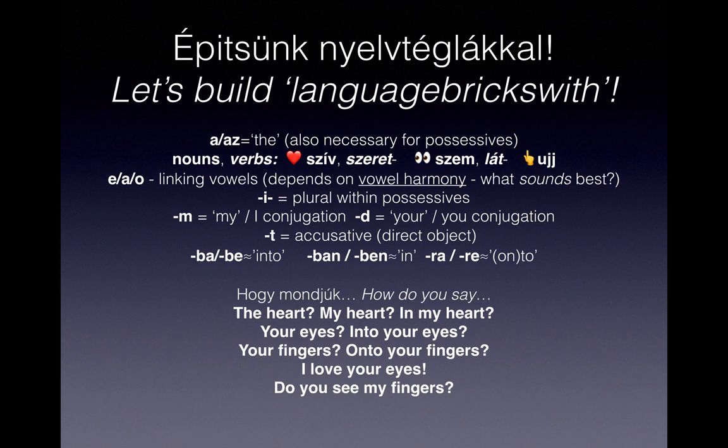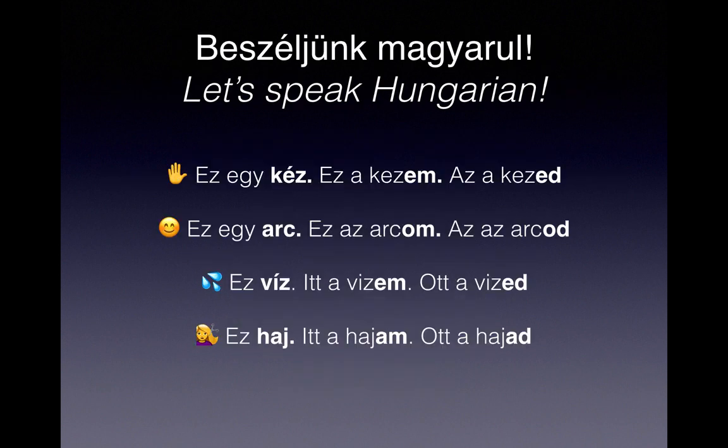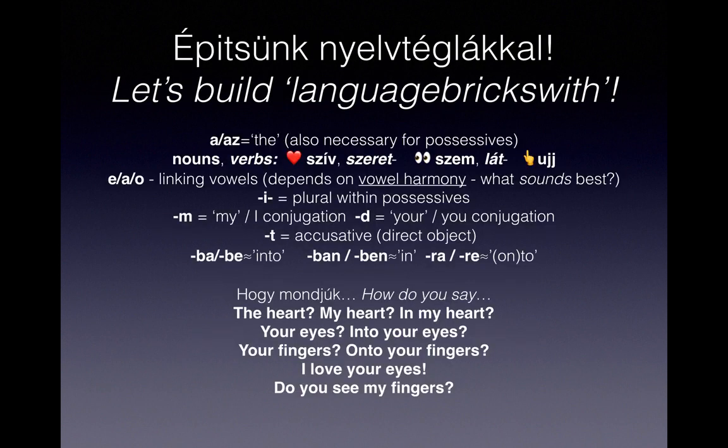So the i, the bound morpheme i, is used to signify plural within possessive, right before the possessive marker, which always comes at the end, or d, which, as we just learned, either means my or can also mean I or you in a conjugation at the end of the verb. The t at the end signifies the accusative or the direct object.